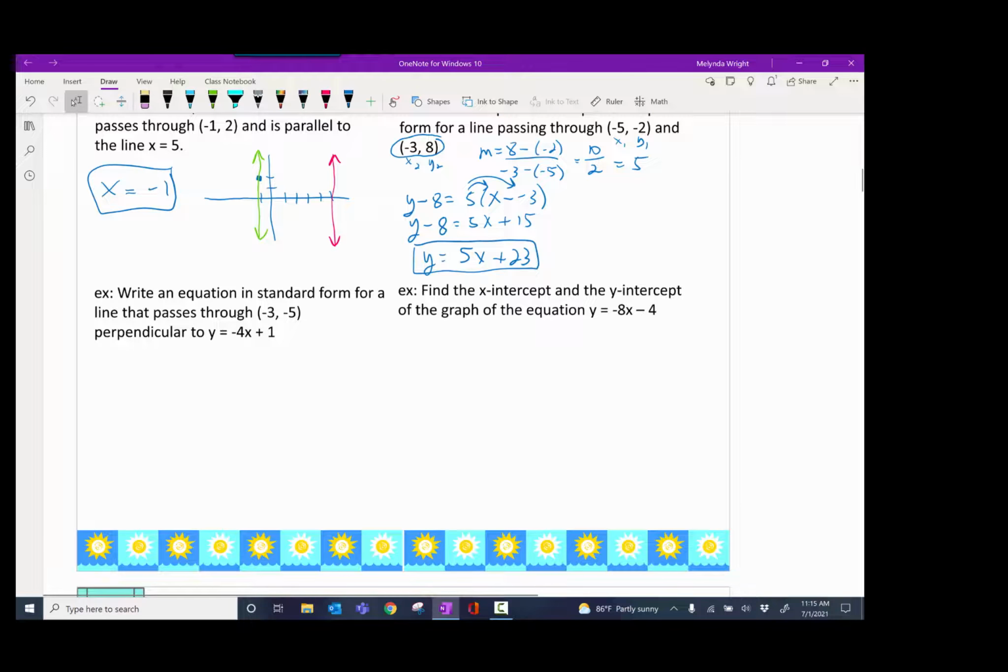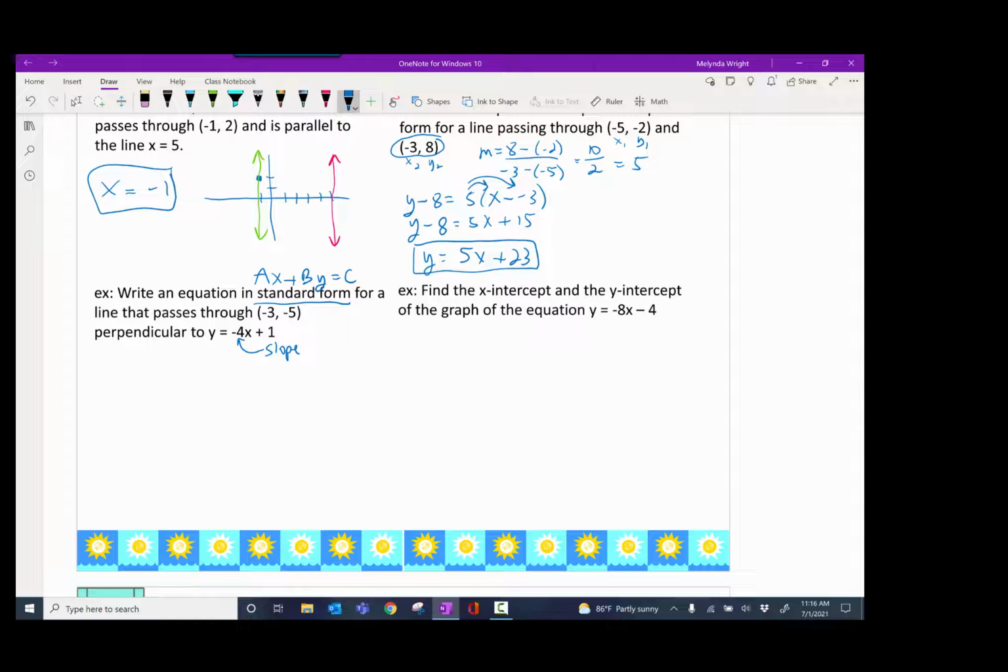The next example wants us to do standard form. So let's just remind ourselves about standard form. That's ax plus by equals c. And so let's think about this for a second. We want the line to pass through the point -3, -5, but we want it to be perpendicular to this line. So we need to identify the slope of the line.